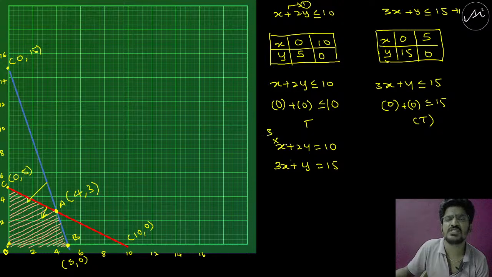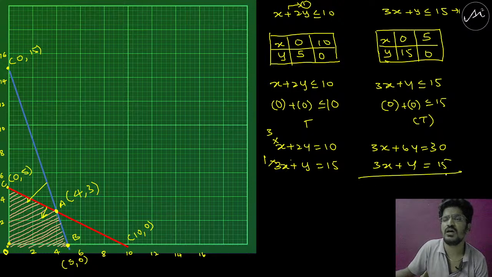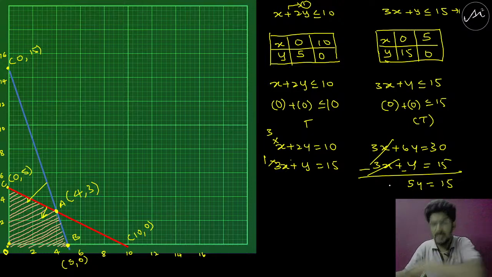I will multiply this with 3. So 3x plus 6y equal to 30. This is by multiplying with 1. 3x plus y equal to 15. Subtract them, cancelled, 5y will be equal to 15. So y equal to what comes? Y equal to 3 comes.